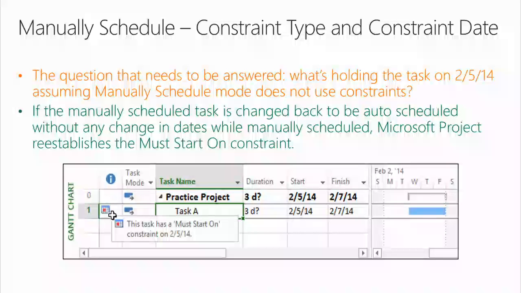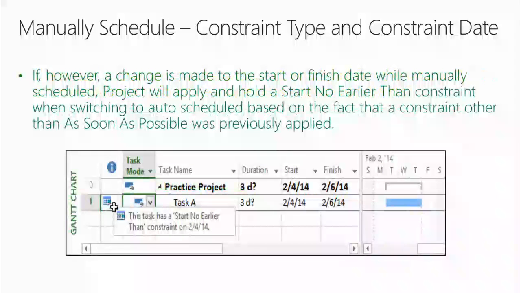Terry, if the manually scheduled task is changed back to be auto-scheduled without any change in dates while manually scheduled, Project reestablishes the must-start-on constraint. In this situation, it doesn't default back to ASAP. If, however, Terry, a change is made to the start or finish date while manually scheduled, Project will apply and hold a start no earlier than constraint when switching to auto-scheduled based on the fact that a constraint other than as soon as possible was previously applied.